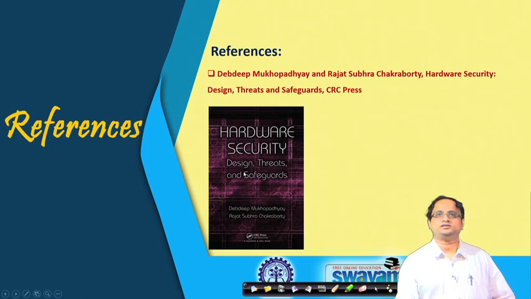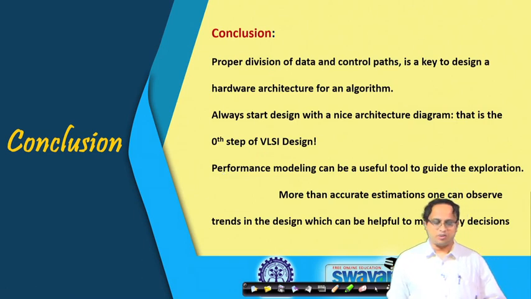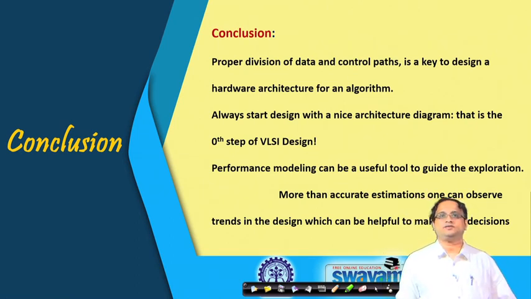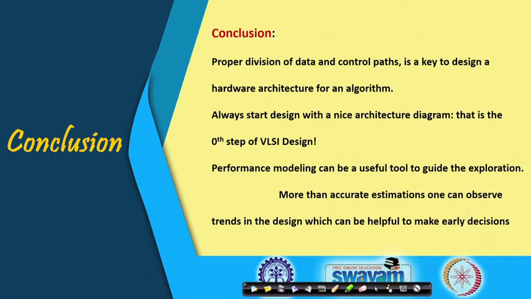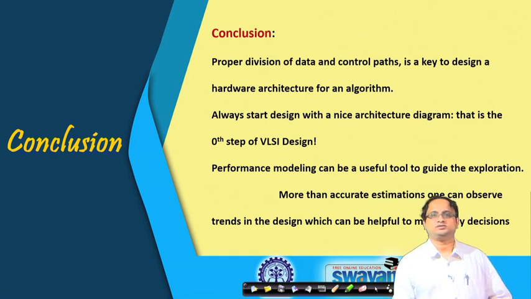This is a reference that I have used for the discussion. What we basically discussed is that it is very important to do a proper division of data path and control path, and that's the key for hardware architecture design for an algorithm. We always have to start with a nice architecture diagram, that is the 0th step of VLSI design, and performance modeling can be a useful tool to guide the exploration. More than accurate estimation, one can observe trends in the design which can be helpful in making early decisions in your design cycle. With this, thanks for your patience, and hope we will continue on the subsequent topics in the next class.